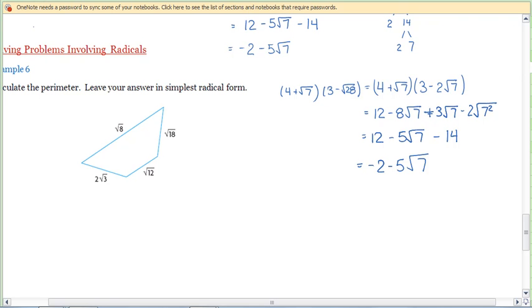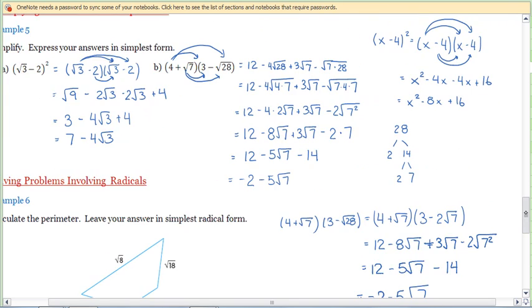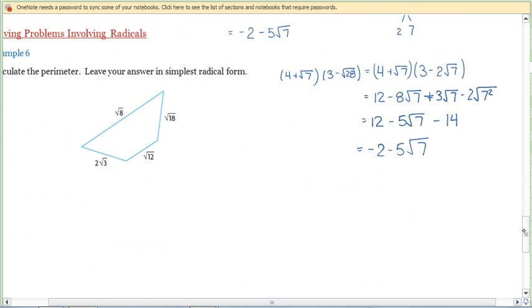So notice, had I simplified this root 28 into a mixed radical right at the start, my math is a little bit easier in some ways. But that isn't to say that you shouldn't be able to work it through in the other way. Okay, I'll leave the last one for you to try.